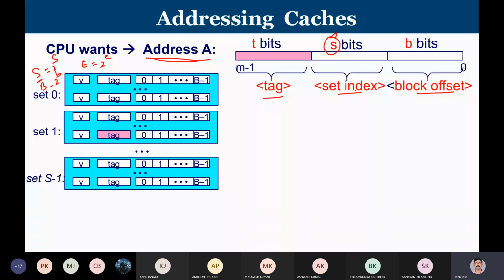This is going to be the offset. The offset portion is defined based upon the block size. If the block size is 64 bytes, then it is the least significant 6 bits. Why 6? Because 64 is 2 power 6. So based on the block size, I identify the last b bits. After that, it is the set index bits. The balance is the tag. So there is no specific number of bits for the tag out of the total address.